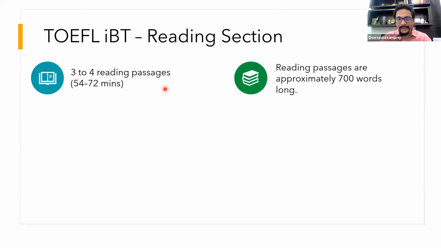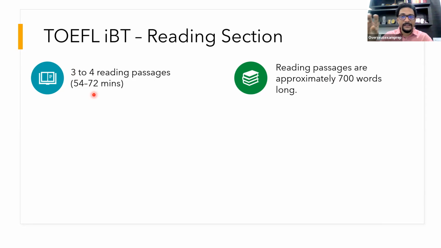And these passages are approximately 700 words in length. So 700 is good enough. It's not very long, it's not very short. But then for a 3 passage test in 54 minutes, you are expected to read around 2100 words on an average. And for 4 passages in 72 minutes, you're expected to read around 2800 words on an average.